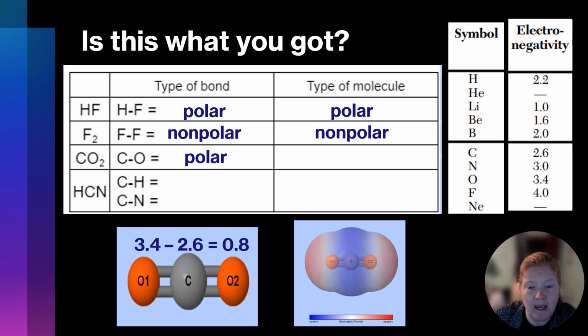Well, here, if you can see, I have negative right here and negative right here. So negative pulling this way and negative pulling this way. So this molecule has symmetrical charge distribution, so it ends up being nonpolar.